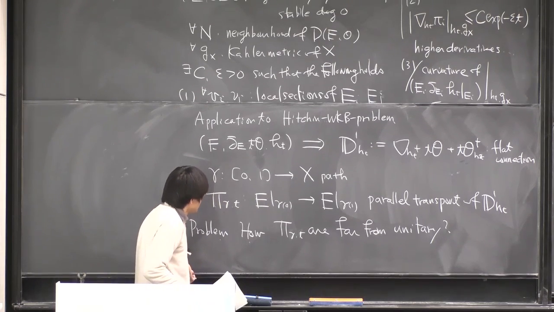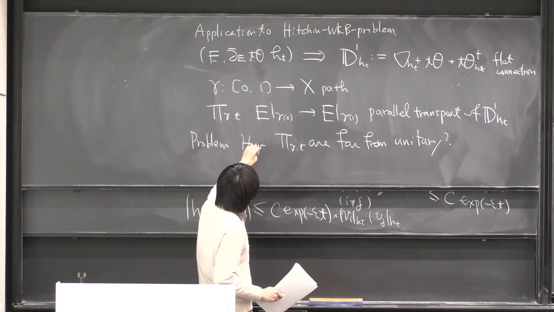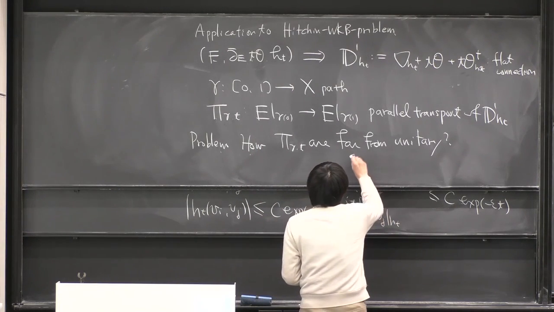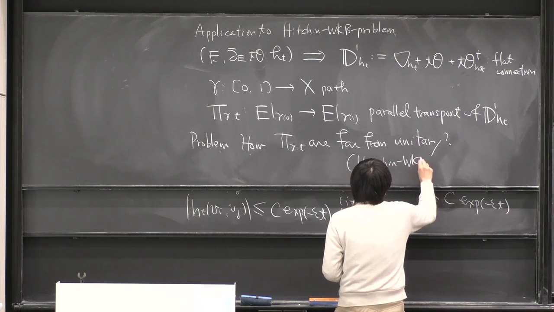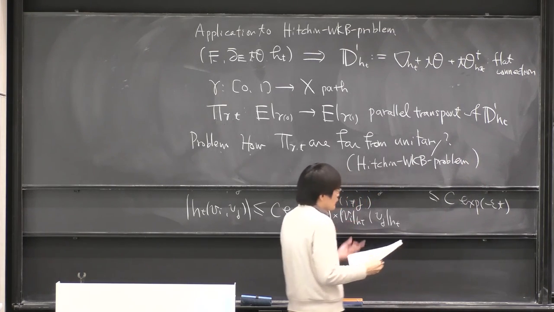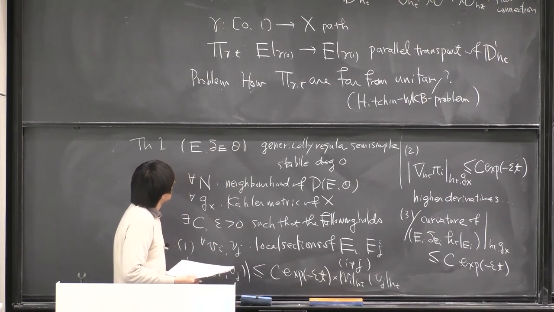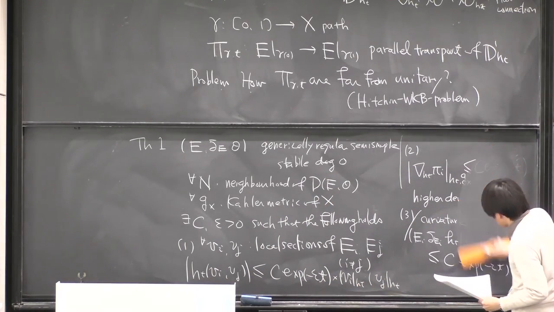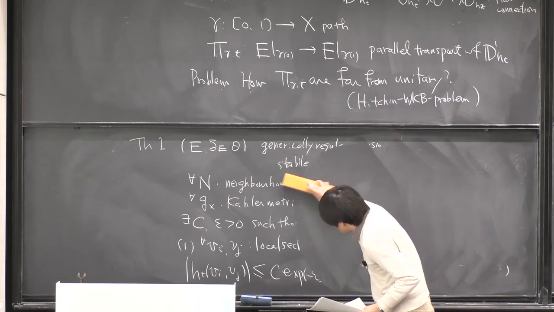So we can ask how far this family of isomorphisms is from unitary, and that is the study of the Hitchin WKB problem of Katzarkov, Noll, Pandit and Simpson. And to formulate more precisely, let me introduce some notation of Katzarkov, Noll, Pandit and Simpson.